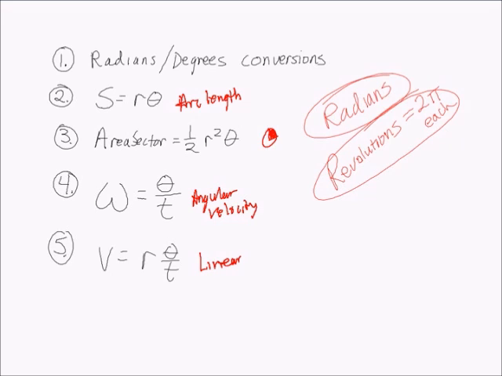Okay. Like I said, you don't need to memorize these, but you do need to have a working knowledge of how to use each one of these. Remember, we don't use degrees. Okay, we're going to have to use radians in our problems. And remember that a revolution is 2 pi.